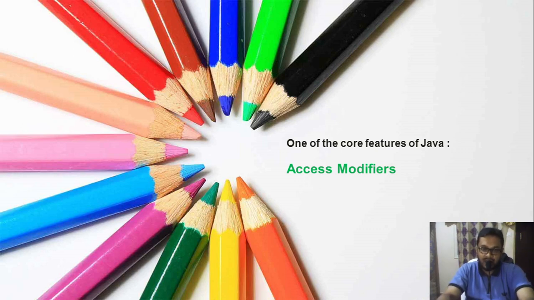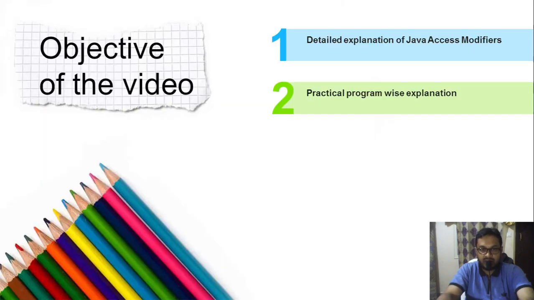So we'll see how different access modifiers are provided by Java and how they work differently in different situations, and how it can help you to hide the data to implement the abstraction feature of the Java programming language. So the objective of the video is that after watching the video, you'll get the detailed explanation of Java access modifiers and practical program-wise explanations you'll get.